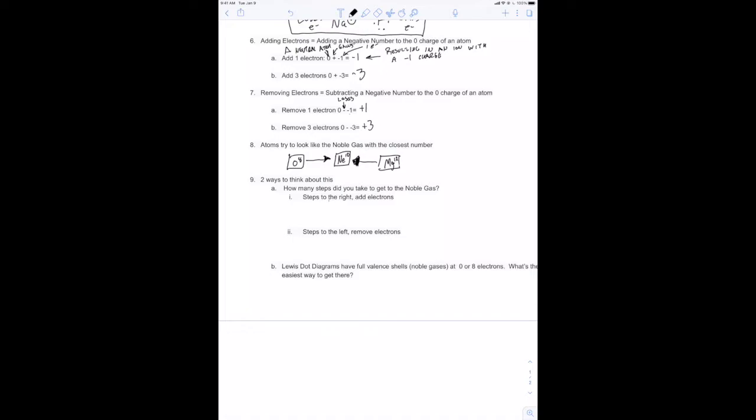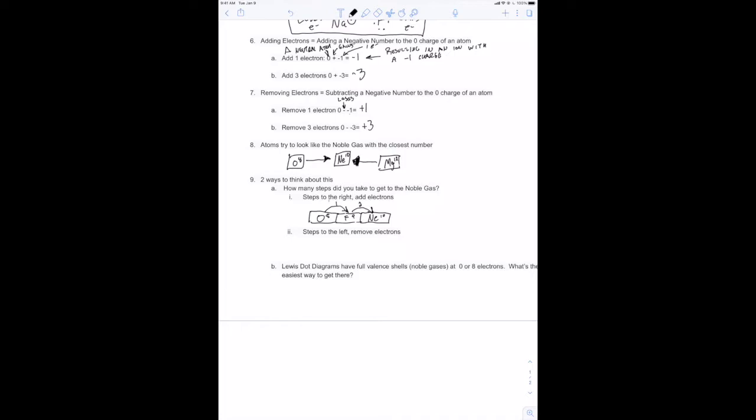So how do you figure out how many electrons an atom gains or loses? Well, let's look at oxygen. Oxygen is number 8 on the periodic table. Fluorine is the next element, number 9. And then we have neon at number 10. And so, in order for oxygen to have a similar electron configuration to neon, it would need to take 2 steps to the right. 1, 2.